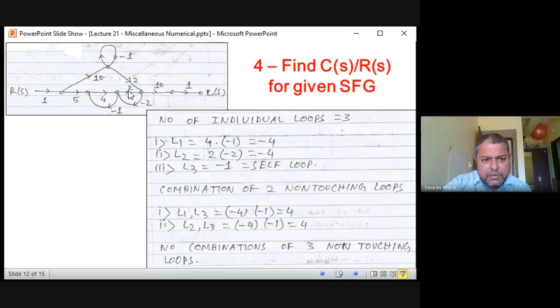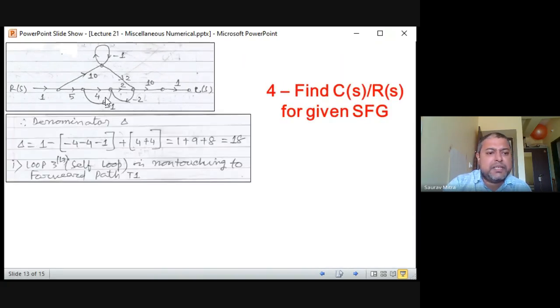So this first forward path is not touching this. That means this first forward path, that is 400, multiplied by 1 plus 1, will come in the numerator. And this forward path, P2, is not touching this. That means 1 plus 4, that is 5, will come in the numerator. Let us go to the next page and find out what it is.